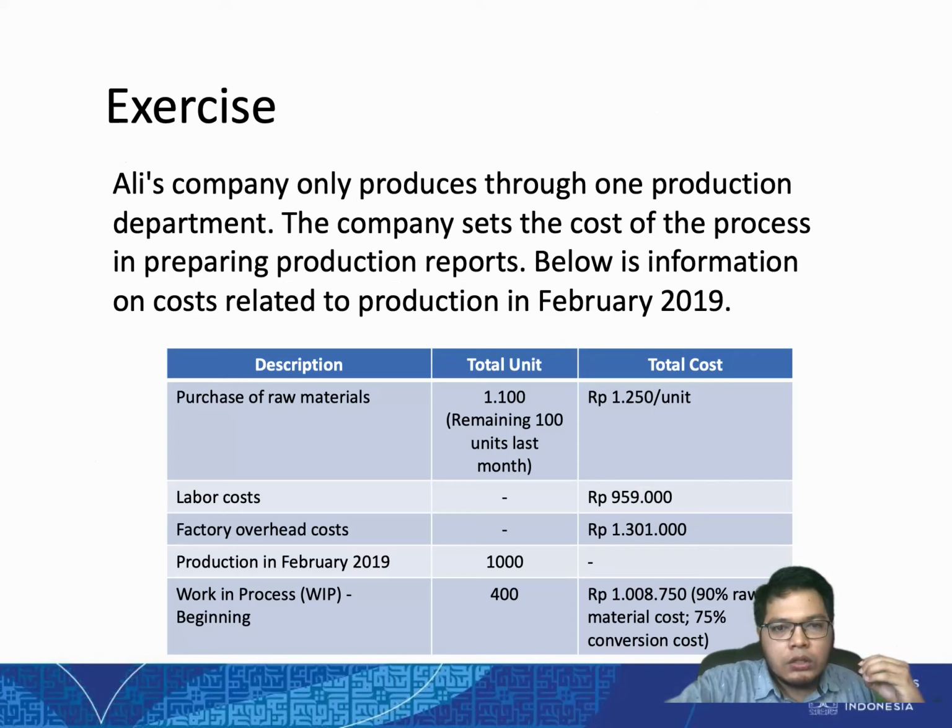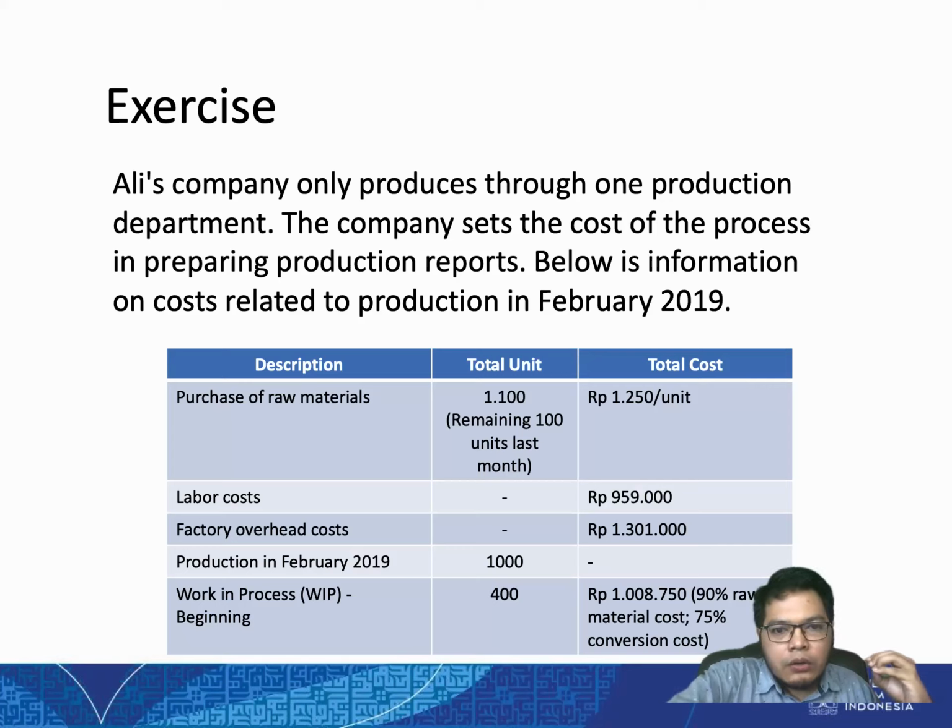Okay, so in this February, they only purchased raw material of this number, but actually the 100 is from last month, so they only bought like 1,000. Okay, so this is the total cost that is being used, but they use all 1,100.